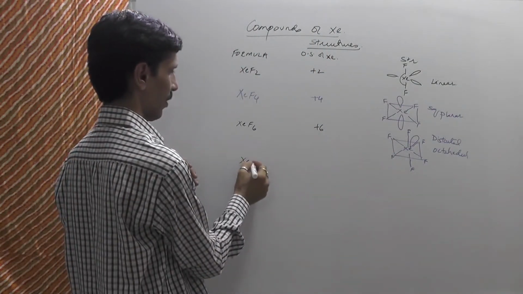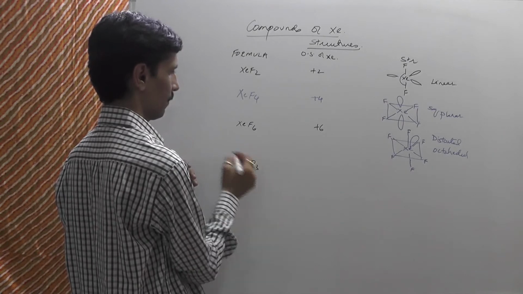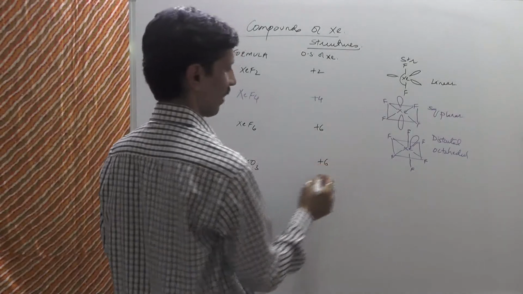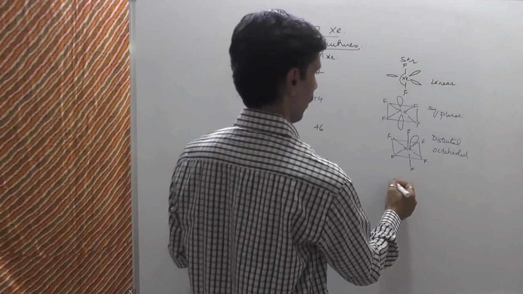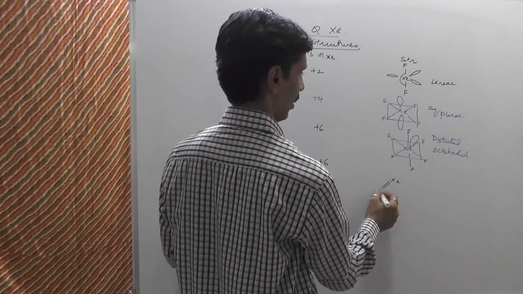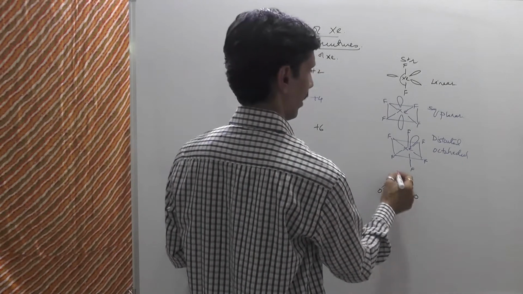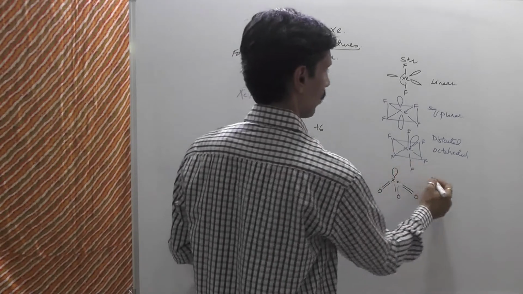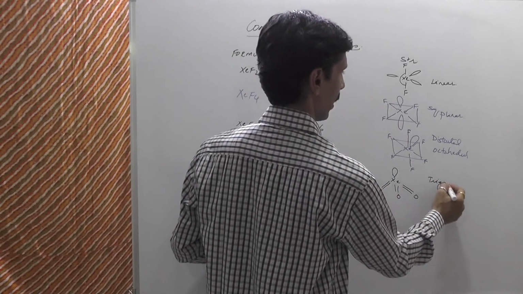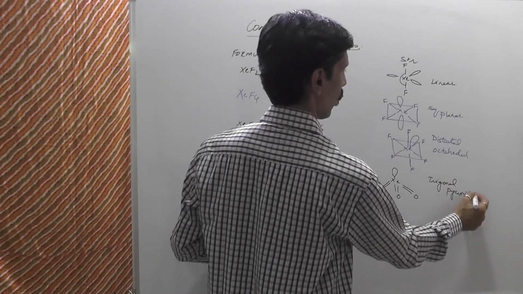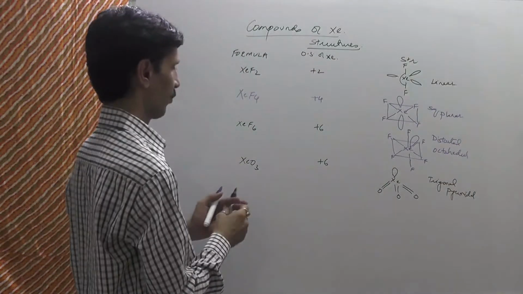Next one is, we talk about XeO3. The charge is +6, and its shape is Xe, double bond oxygen, and there is a lone pair like this. So it is trigonal pyramidal because of the presence of lone pair. Okay.